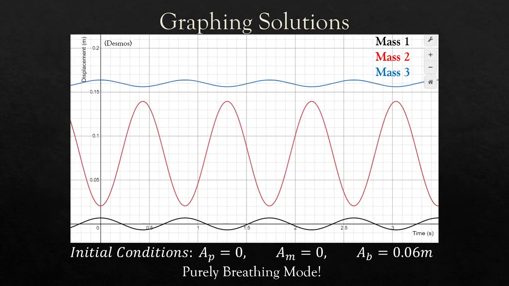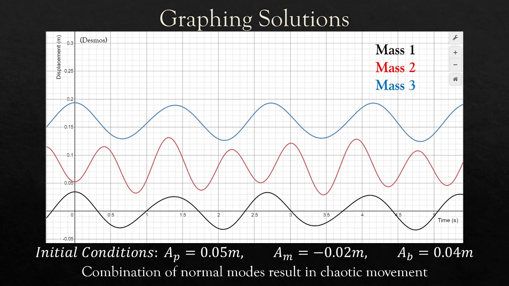Here we have the system purely in breathing mode, where the second mass moves in the opposite direction with a much larger amplitude than the other two. And lastly, here we have a combination of the modes, which produces much more chaotic movement and behavior.